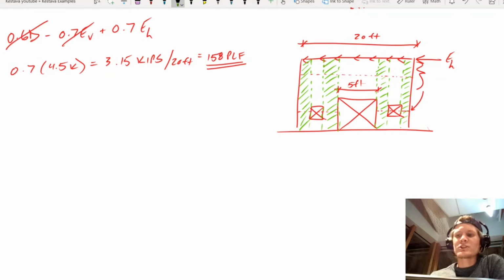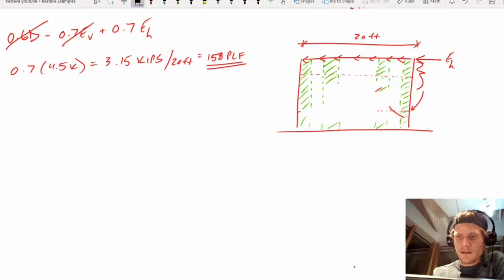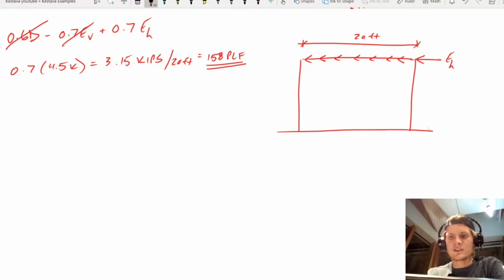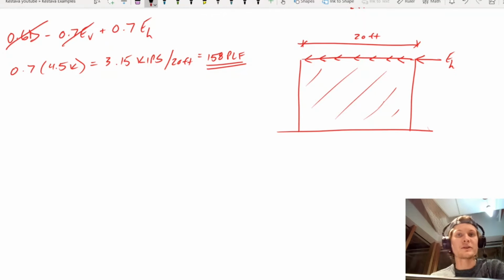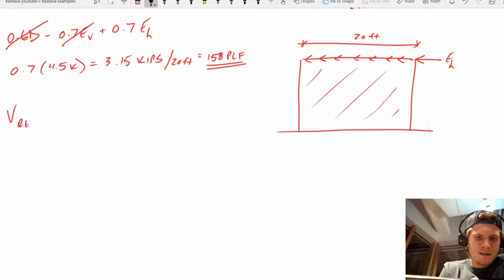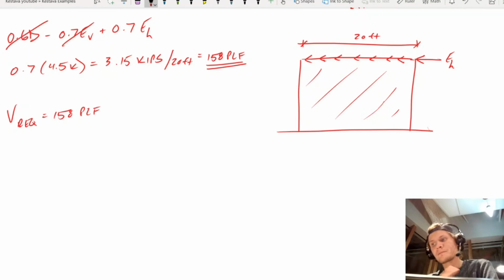So we want to start with just plain shear wall. So I'm just going to leave it all there. No, I'm not. Let's get rid of all this. Get it out. Okay, we're back. Just our full non-penetrated shear wall. It's a thing of beauty. Okay, so we have V_rec, not V ultimate because we're in ASD, of 158 PLF.